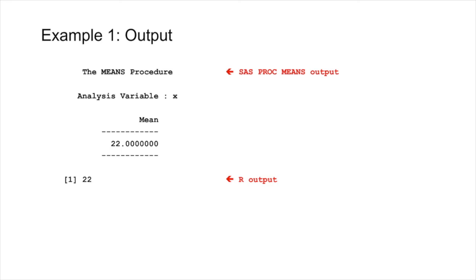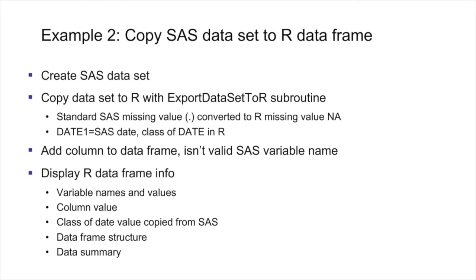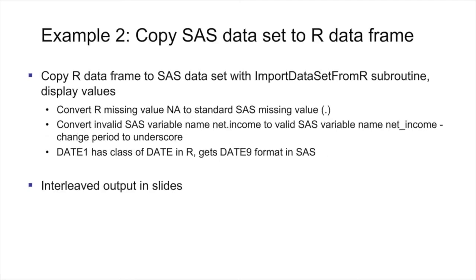Okay, example 2, just to show more of the nuances of data transfer and show the things we talked about earlier. We're going to make a SAS data set. We're going to copy it to R with the export data set to R routine. We're going to look at missing values, dates, and funny names. And then we're going to do various functions inside of this interface to show what our data looks like. And then we're going to copy it back to SAS with import data set from R and look at those as well.